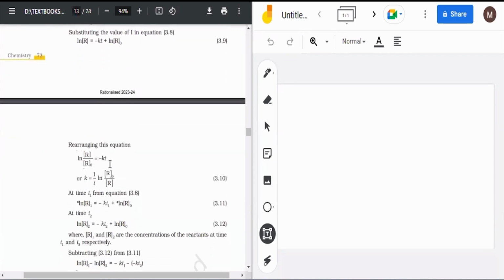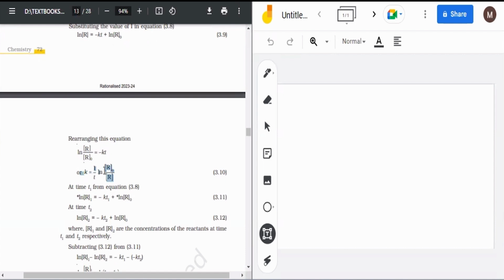And on solving it, we will get the final form to be k equal to 1 by t ln of R naught by R, where R naught is the initial concentration and R is the concentration at any time t. So to calculate the value of rate constant, you have to divide by time in which R naught changes to R, where R is the concentration at that time.